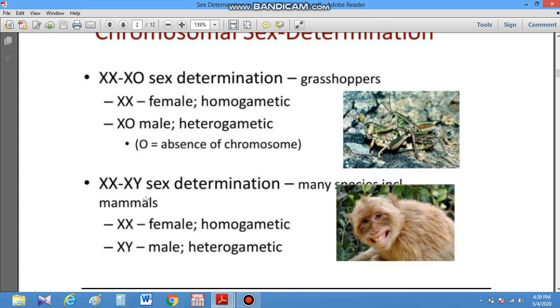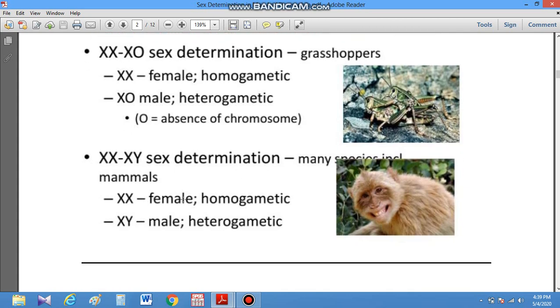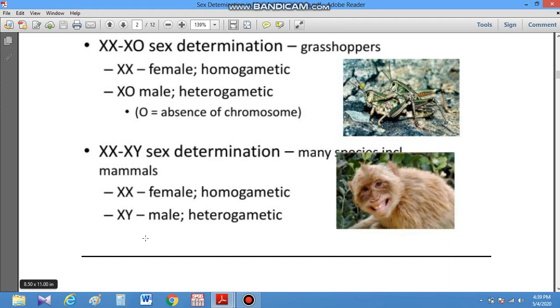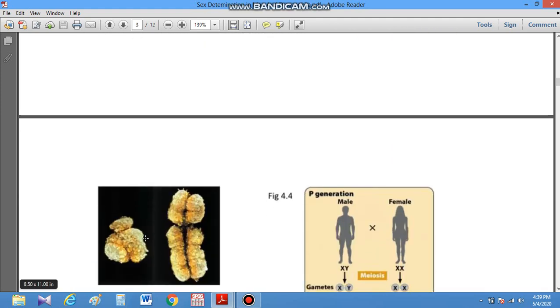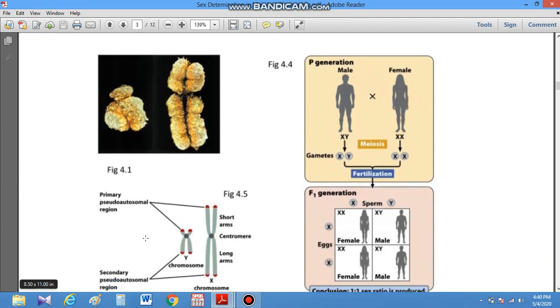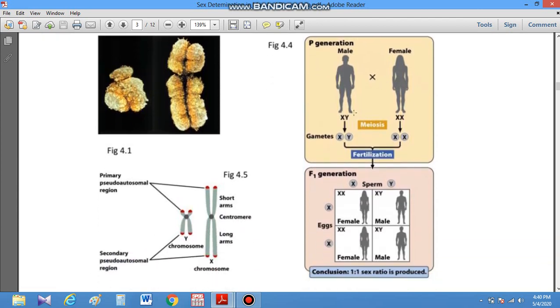In case of the XX and XY sex determination system, which is found especially in mammals, man, XX is female and homogametic, and XY is male and heterogametic. We can see in this diagram that if a male is there, he has XY chromosomes. If a female is there, she has XX chromosomes. In gamete formation, XY forms two types of gametes, X and Y, and XX, the female, forms one type of gamete, X, all similar.